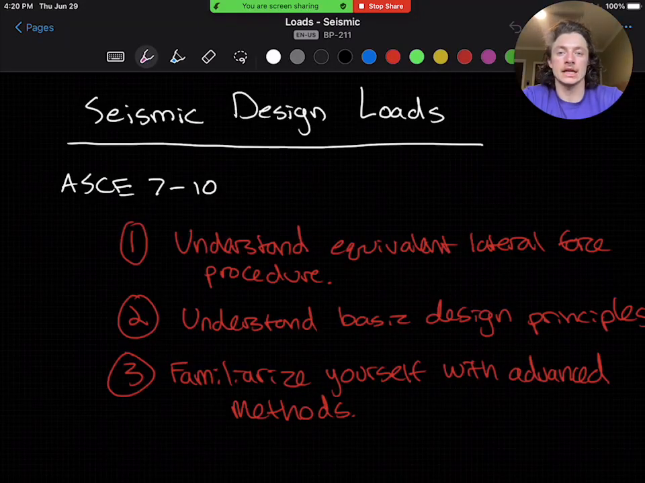Hello, and welcome to the section on seismic loads. So the basis for seismic loads will come from ASCE 7. And in our case, I'm doing all the references based on the 2010 version, so ASCE 7-10.